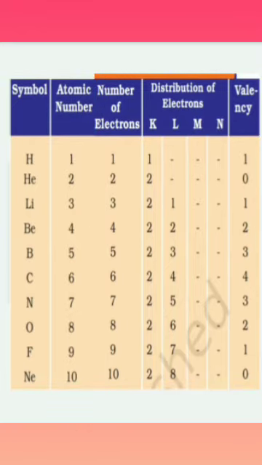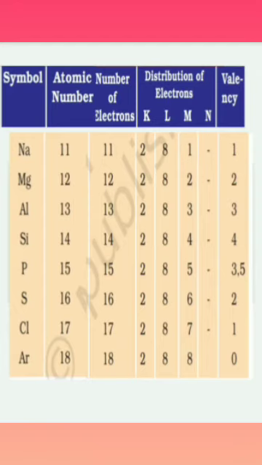So from the periodic table, from lithium to neon, the valency first increases 1, 2, 3, 4 and then decreases to 0. In a period in the periodic table, the valency first increases and then decreases.